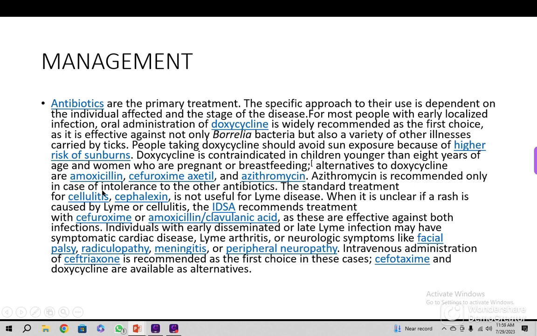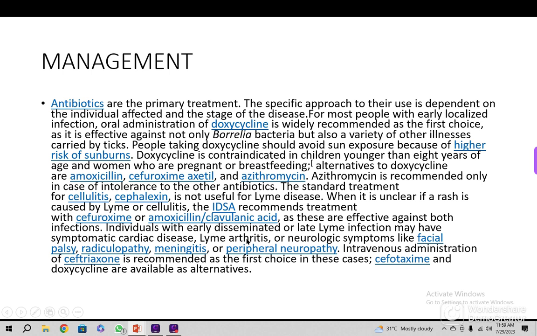Azithromycin is recommended only in case of intolerance to the other antibiotics. This should be a safe drug, because if resistance occurs, then the other diseases also cannot be treated with azithromycin. The standard treatment for cellulitis, cephalexin, is not useful for Lyme disease when it is unclear if a rash is caused by Lyme or cellulitis. The IDSA recommends that international sources recommend ciprofloxacin or amoxicillin clavulanic acid, that is called Augmentin in Pakistan. These are effective against both infections, as far as cellulitis is concerned.